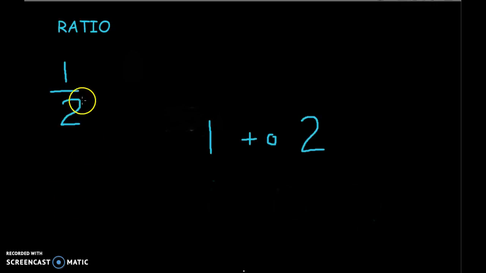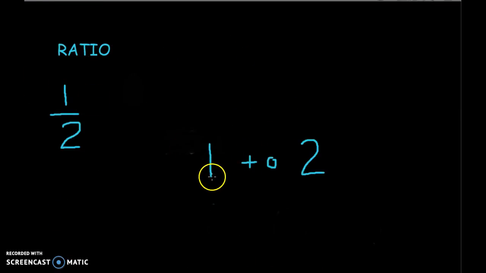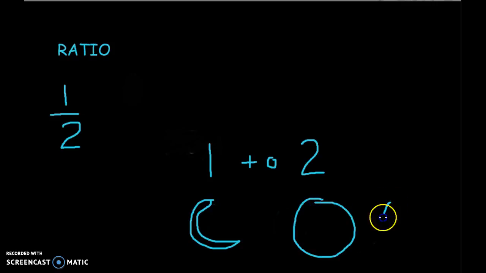Another way that we can read 1 half is in the form of a ratio, and ratios are comparisons between two numbers. So here, this ratio can be read as 1 to 2. So for every one crescent moon that I have, 2 full moons. So here we have 1 to 2. That would be read as 1 to 2, even though it looks just like the fraction, because there's another way to say it.